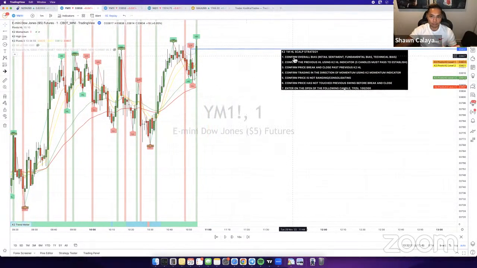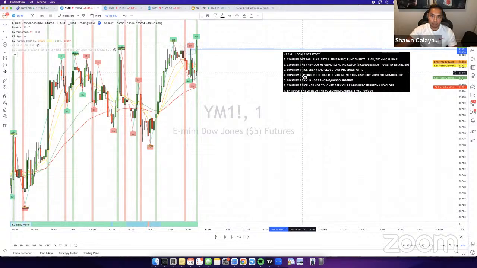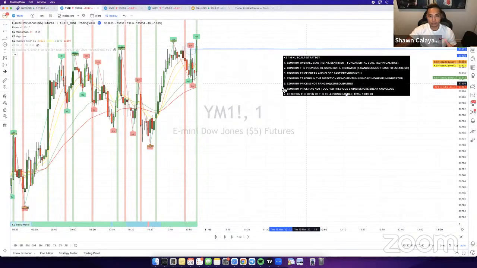First requirement: confirm that the overall bias is bullish. Second requirement: confirm the previous high low. Since you have a buy signal here, you're going to look for highs because you want momentum to break past the previous high. For the third requirement, you want to confirm price breaking and closing past the previous high low. This one has been broken and closed. The difference from what you mentioned, just a break in structure, is that I like to see a close, because then it's confirmed that price is possibly going to continue past it.